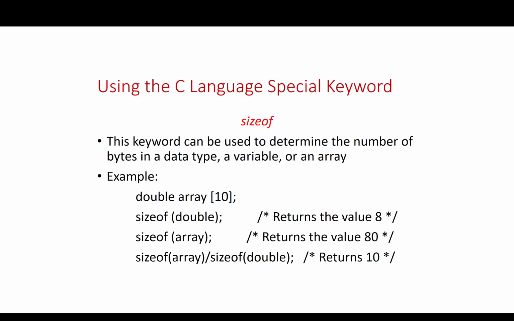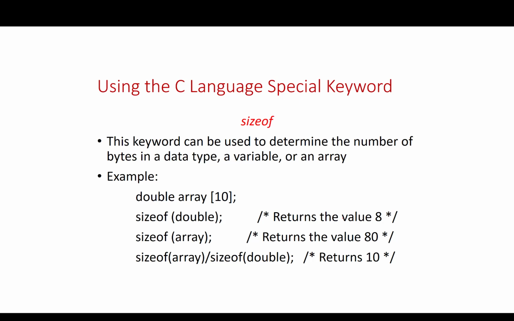Okay. So here we have double array 10. Okay. And then sizeof double. This will give you 8, right? And then sizeof array. This will give you 80, right? And then if you divide both of them, you can get the size of the array itself. How many elements are in the array, which is 10 here, right?